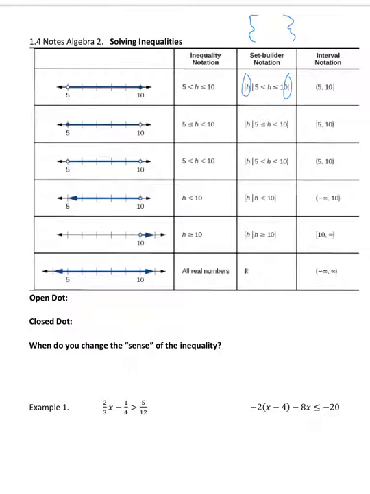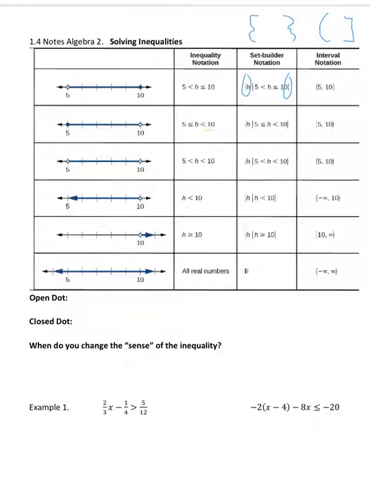And interval notation is new too. So interval notation at the end can either have a parentheses or a bracket. So if there is parentheses, it means it does not include the number. So 5 is not included, just like it's not included in the open dot, just like it's not included in the inequality notation. But 10 is included, so you're going to use a bracket.